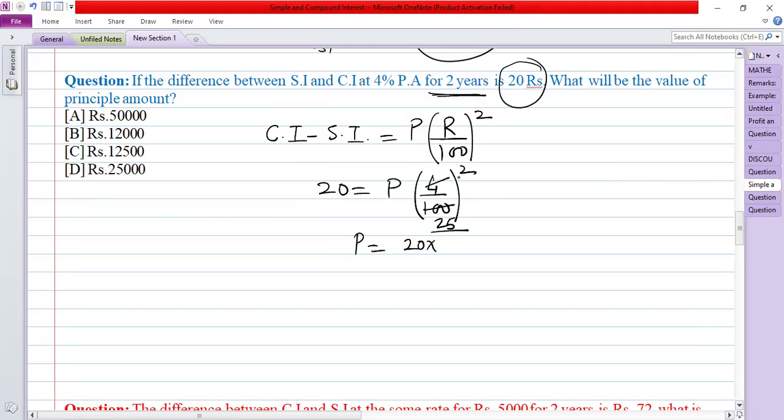And what is the square of 25? It is 625. So this 625 will come to this side. Okay, 25 square, which is 625. So this will give us 50 and 12, this one. Okay, means 12,500 was the given principal amount.